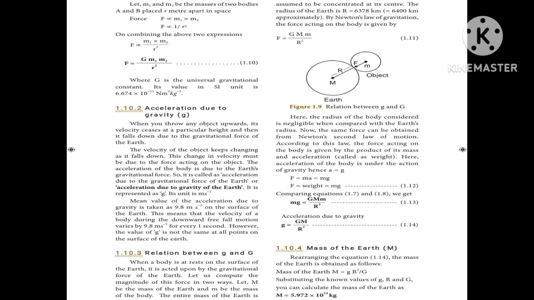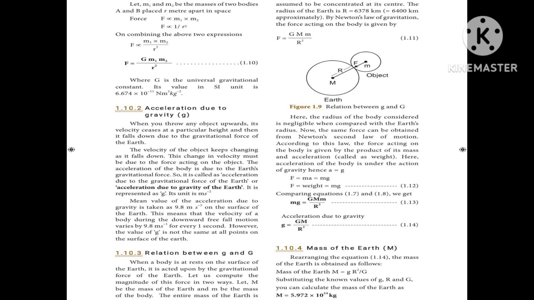Now, the same force can be obtained from Newton's second law of motion. According to this law, the force acting on the body is given by the product of its mass and acceleration, called weight. Here, the acceleration of the body is under the action of gravity, hence a equals g. F equals m a equals m g. F equals weight equals m g. Comparing equations 1.7 and 1.8, we get m g equals G M m by R square. Acceleration due to gravity, g equals G M by R square.